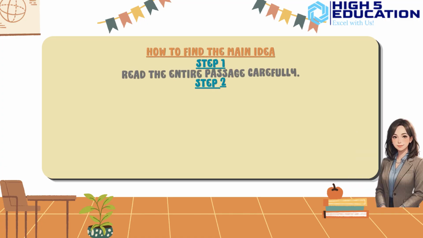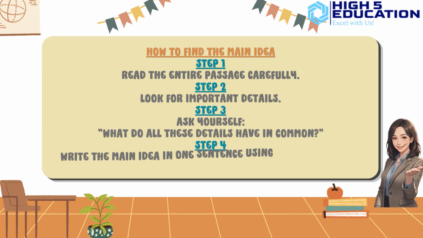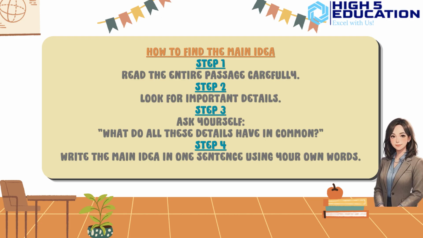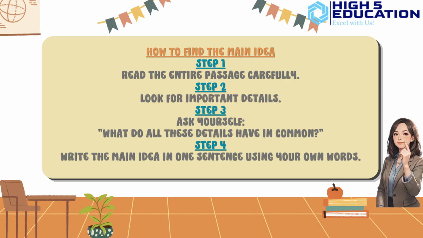Finding the main idea is easy when you follow these 4 simple steps. Step 1. Read the entire passage carefully. Make sure you understand what the text is about before deciding on the main idea. Step 2. Look for the important details. These are the facts, examples, or information that the author repeats or focuses on the most.